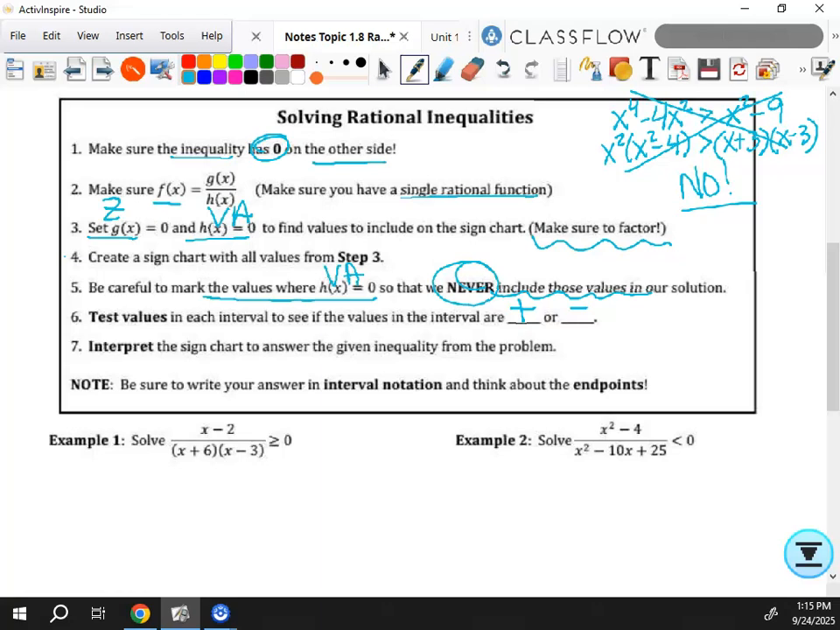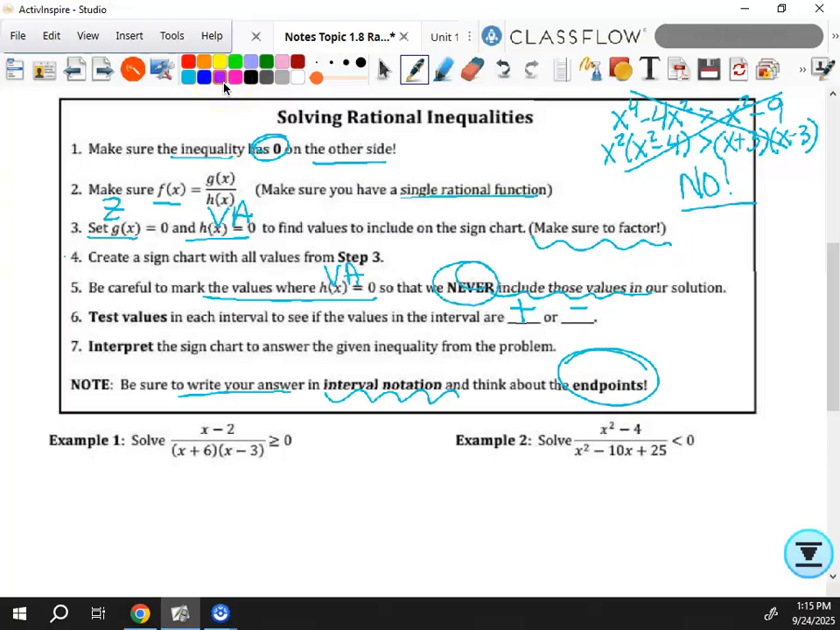And be sure to write your answer in interval notation and think about the endpoints. If you make your number line right, you don't have to think too hard about them. It'll kind of be done for you. Right? So let's go through these steps with some of the stuff we have here.